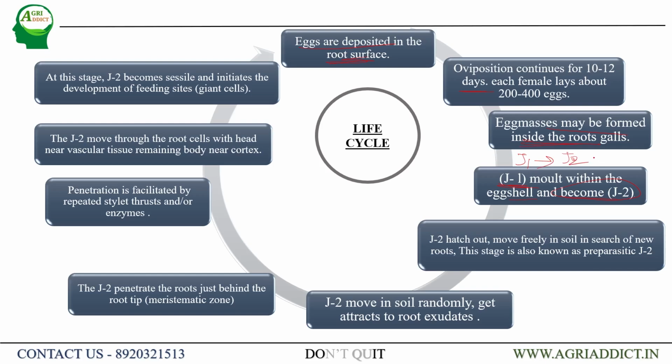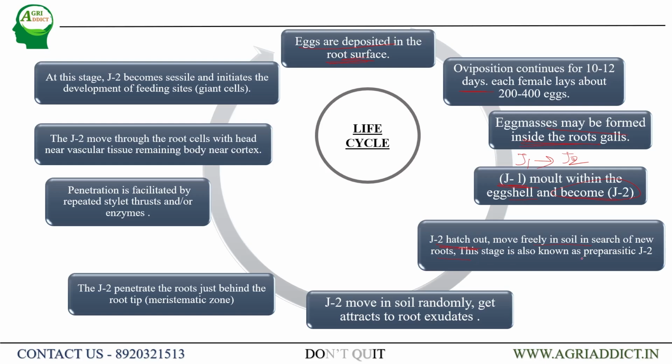As I explained in the biology class, most plant parasitic nematodes undergo the first molting inside the eggshell itself. Whereas in case of virus transmitting nematodes, belonging to the family Dolichodoridae, the first molting will take place outside the eggshell. Now it has turned into J2. J2 will hatch out and move freely in the soil in search of the roots.